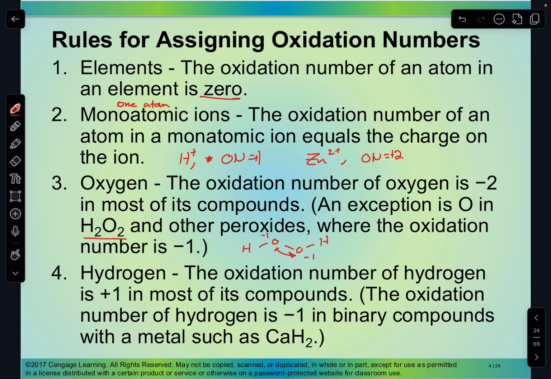Hydrogen: the oxidation number is usually going to be +1. There are certain scenarios in which you will have an oxidation number of -1, and that's going to be when you have a hydride. So that's going to be when it's bound to a metal. If it's bound to a metal, that means it is a hydride.